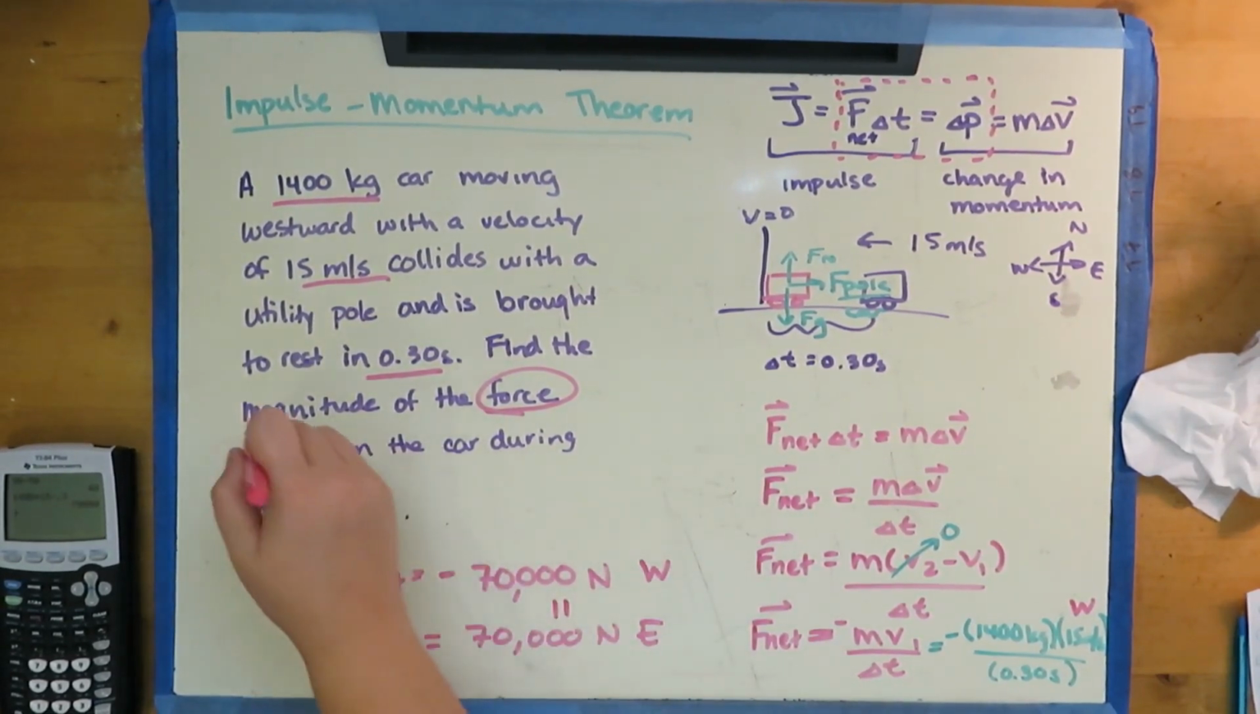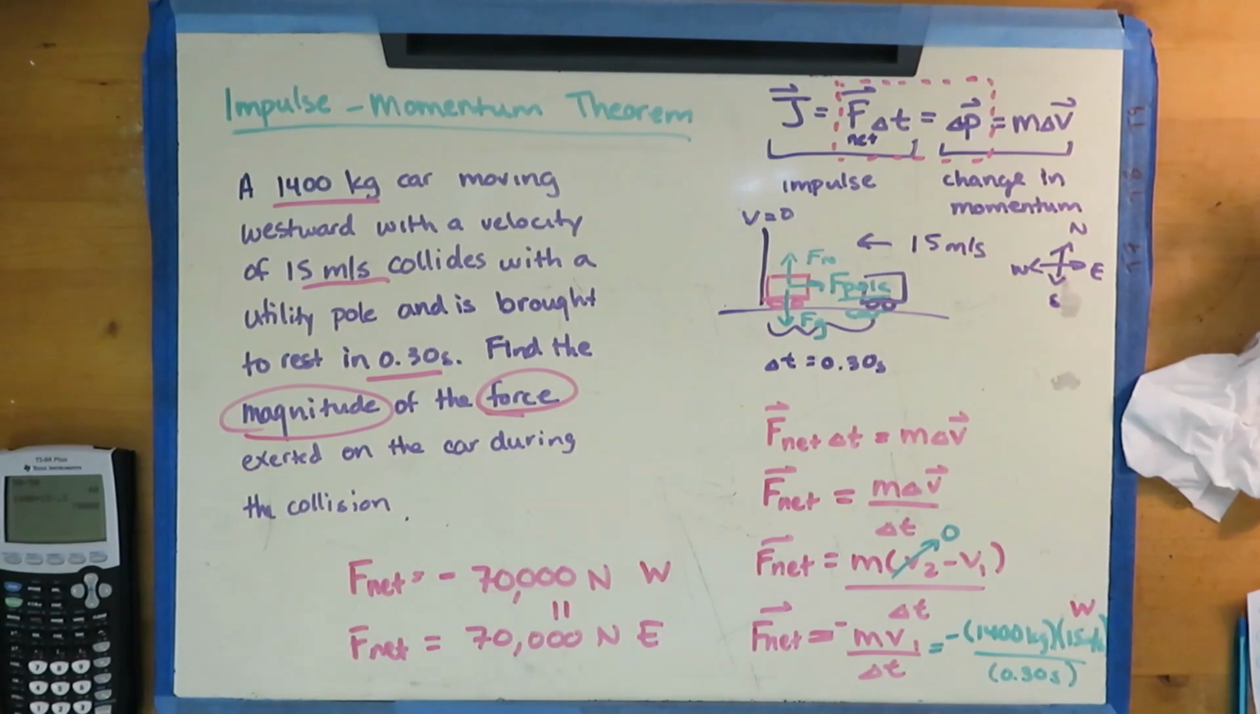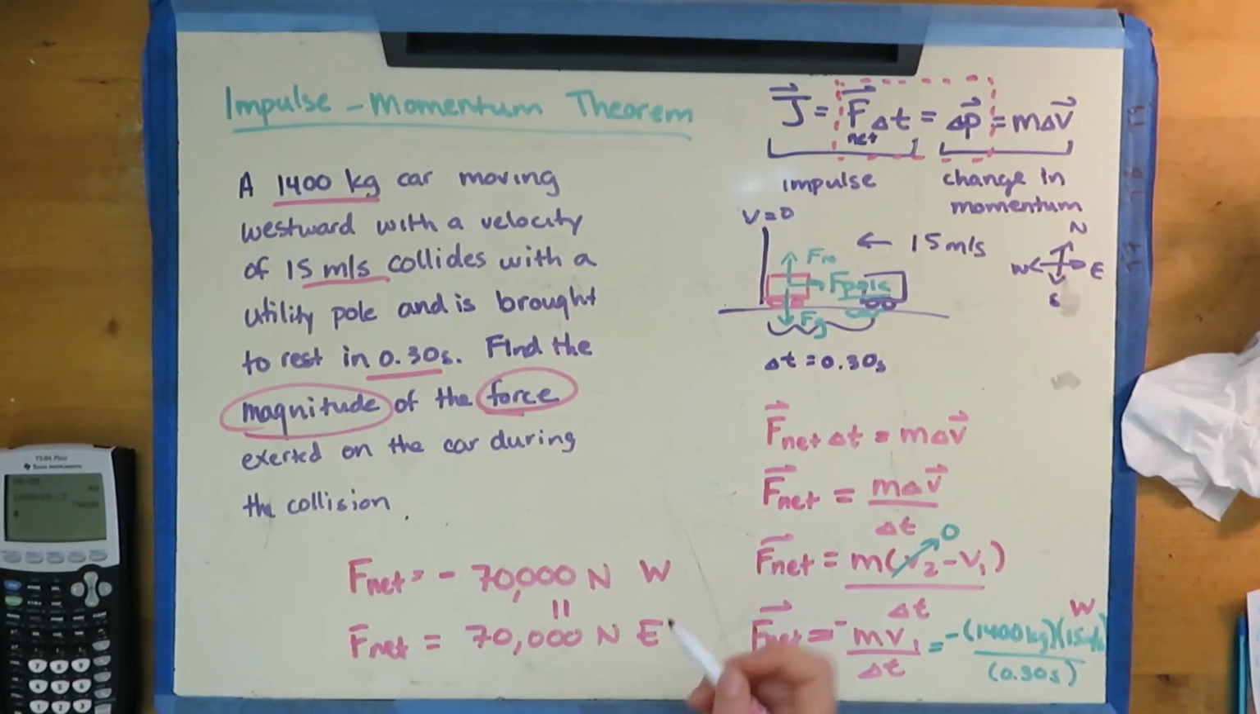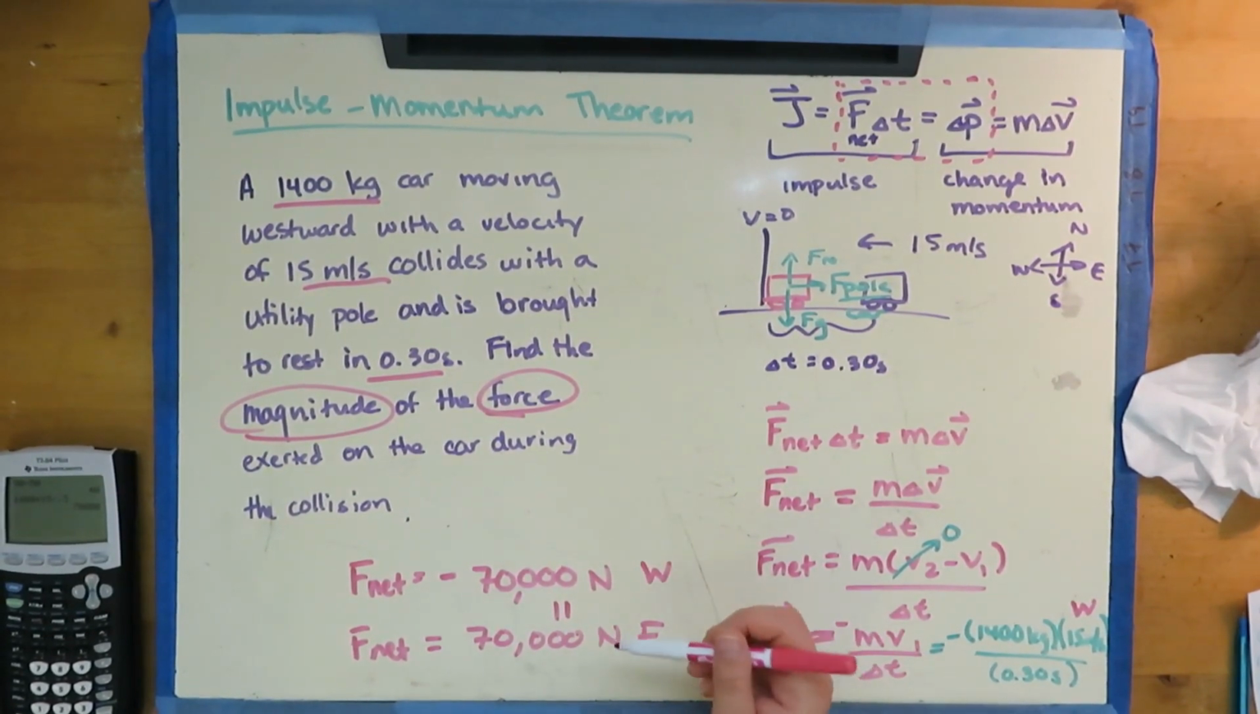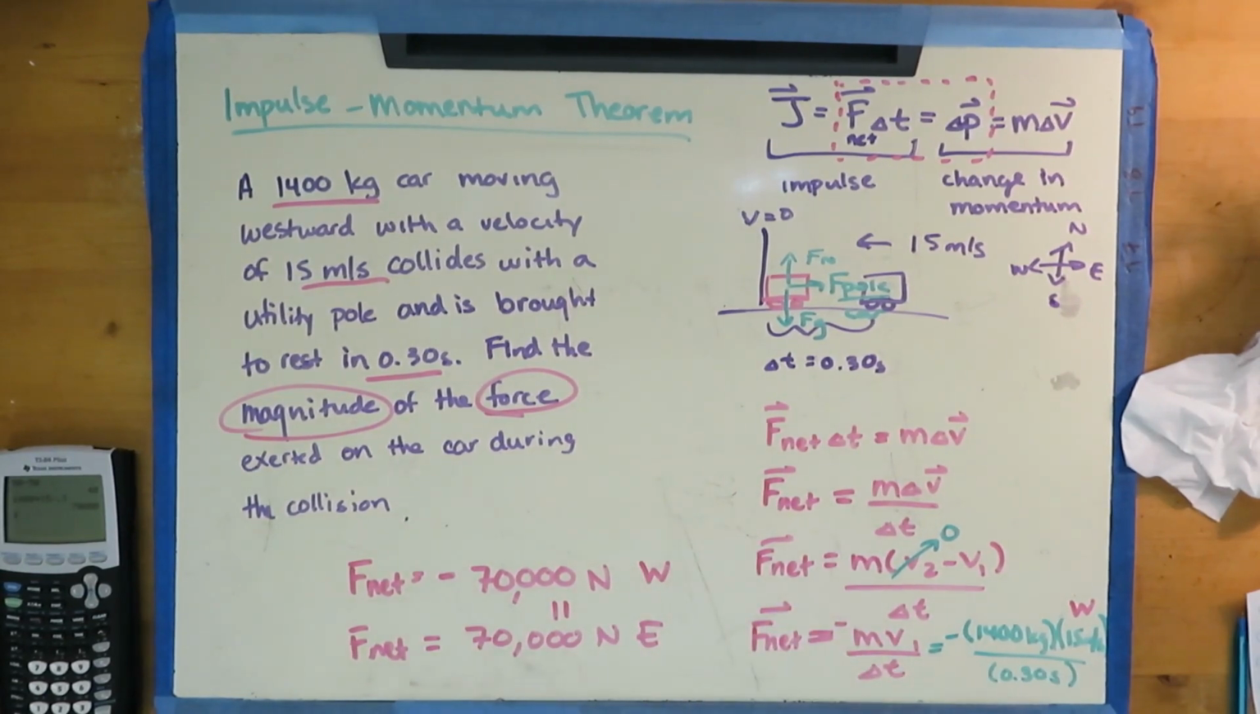Now the problem is actually asking for the magnitude. So that's why I didn't include the direction here in my problem, because I was just looking for the magnitude. But if it had asked you for direction, either of these would be acceptable. So if you had written negative 70,000 newtons west or positive 70,000 newtons east, either of those would have been acceptable answers. But in this case, it's just asking for the magnitude. So you just needed the 70,000 newtons. So that is an example of how to use the impulse momentum theorem.